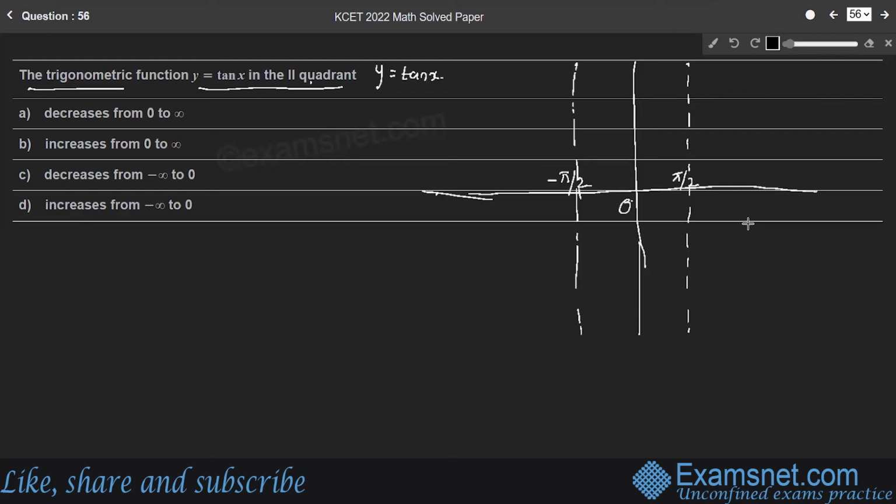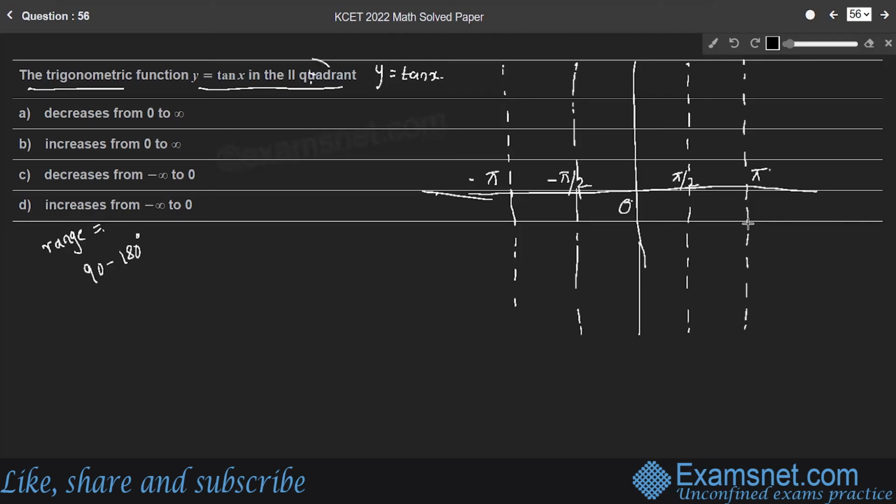So in the second quadrant, the angles range from 90 to 180 degrees. So the range of angle is from 90 to 180 degrees. We'll consider the respective angles minus pi by 2 and pi. Also in the positive x-axis, pi by 2, pi.